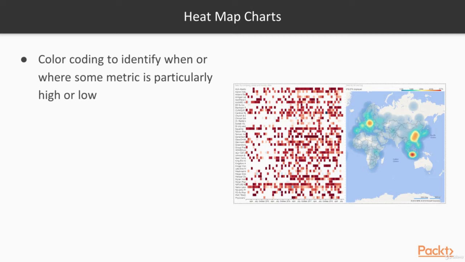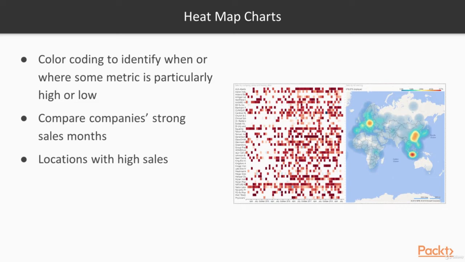Examples we'll look at include comparing companies' strong sales months. This can be used as another form of seasonality analysis. Identifying locations with high sales. This could help identify opportunities for geographically targeted marketing.